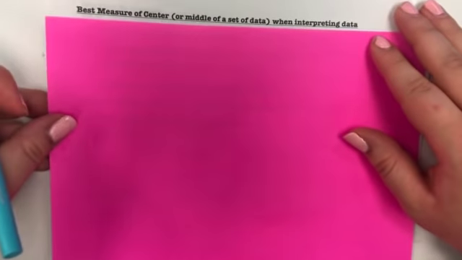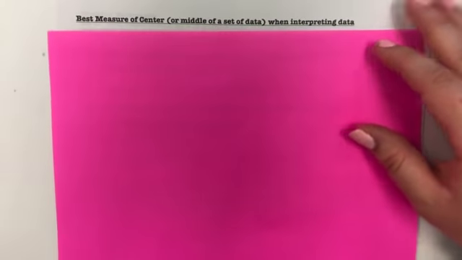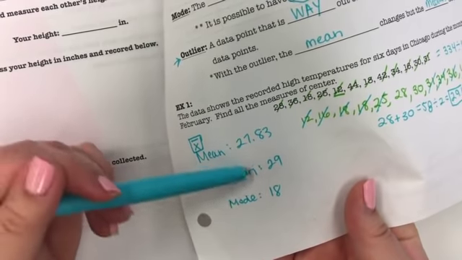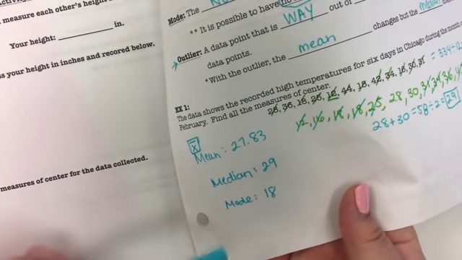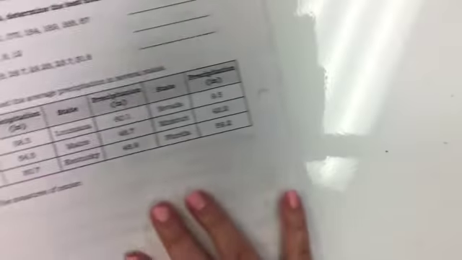All right, next we're going to talk about best measures of center. So when you're interpreting a set of data and you're trying to analyze what that data means, sometimes it's helpful to figure out which measure of center is the best to look at, because as we can see, we found three very different measures of center in that first problem. So which one is the best to use as the center point of the data?